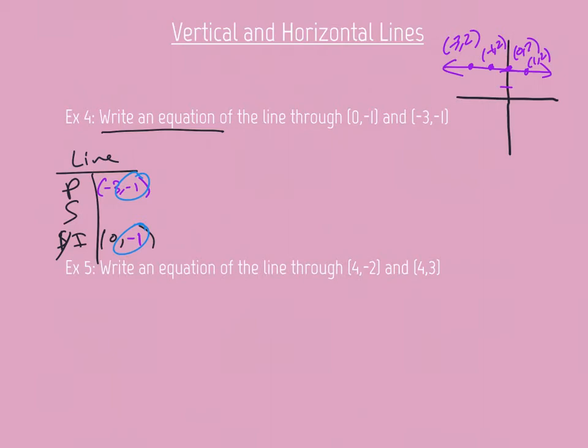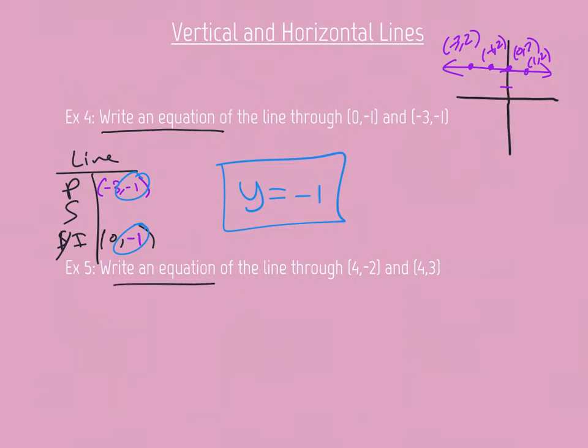They're the same y-coordinate. So the equation is just y equals negative 1. It's that easy. We don't even have to find the slope, right? Y equals negative 1. Great. That's it. Let's go to the next one.